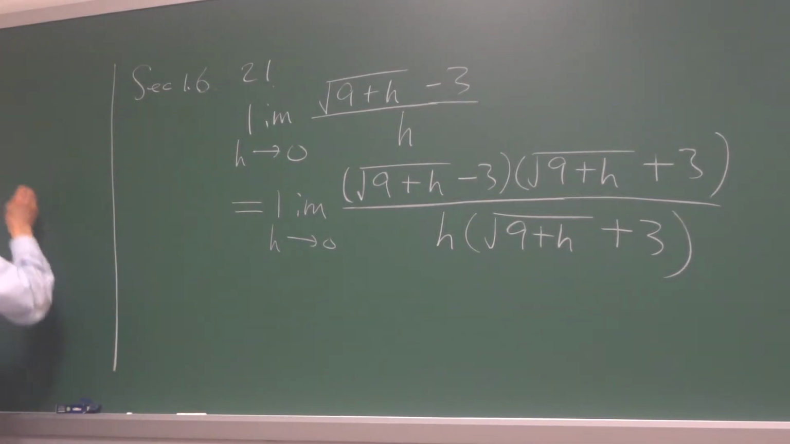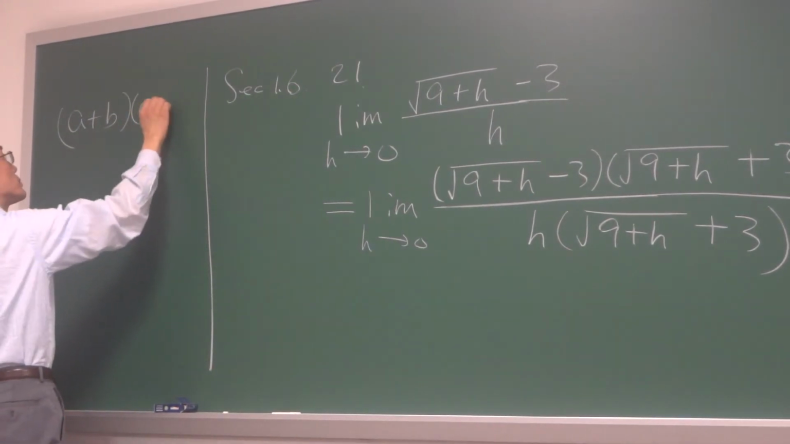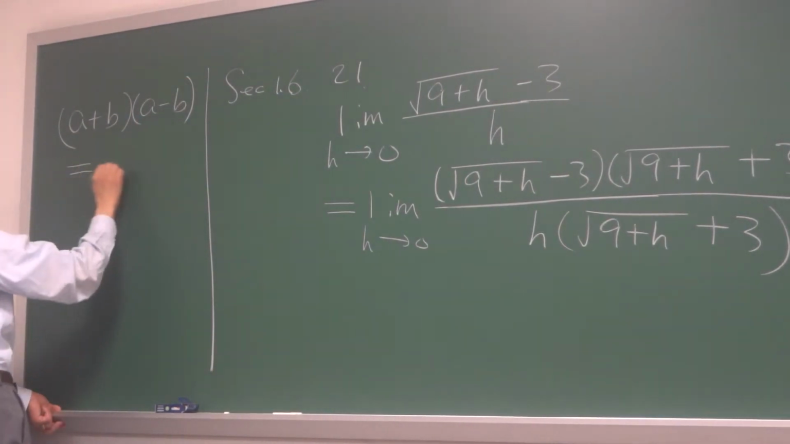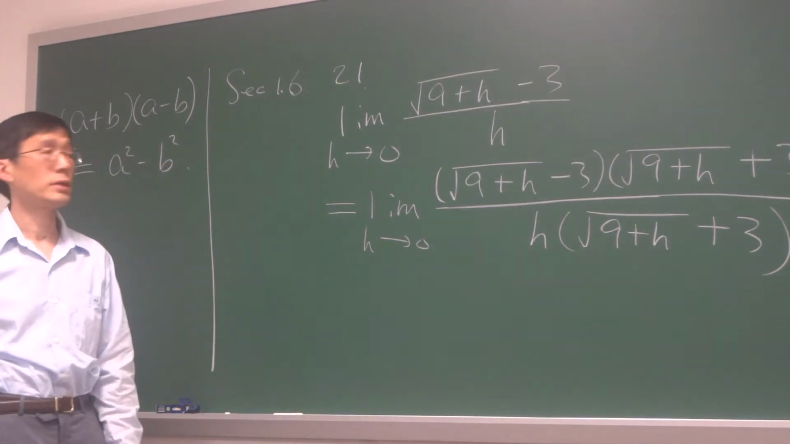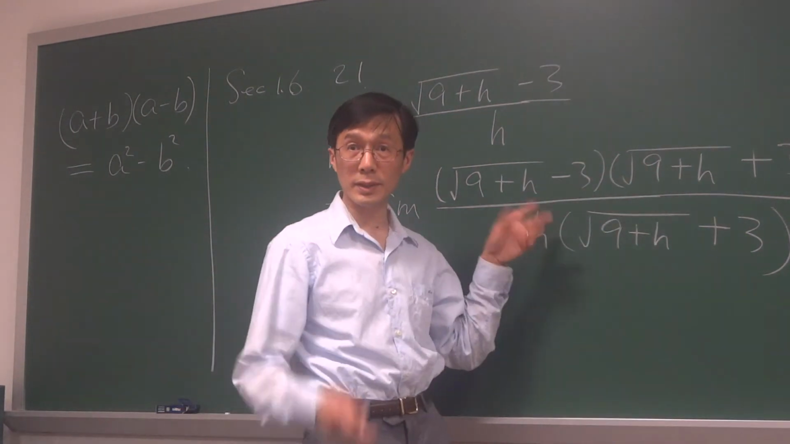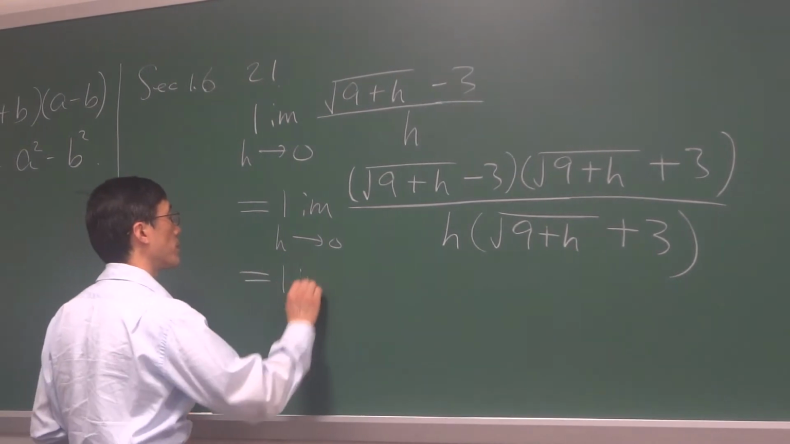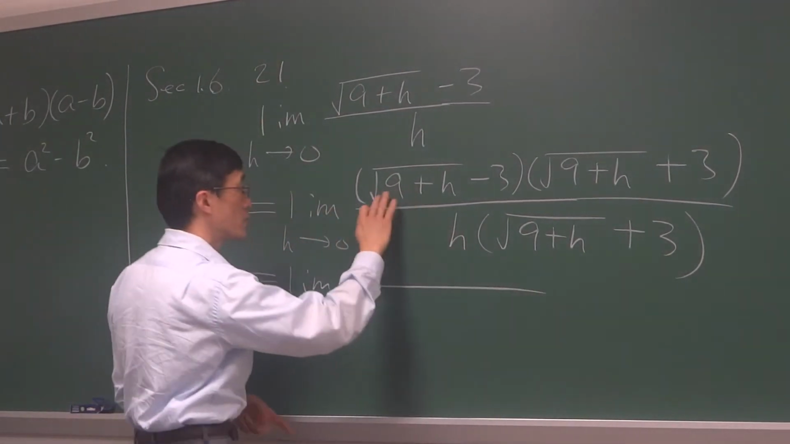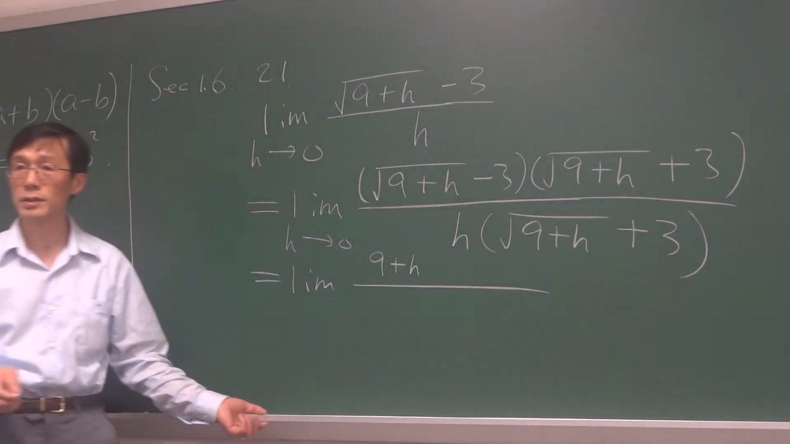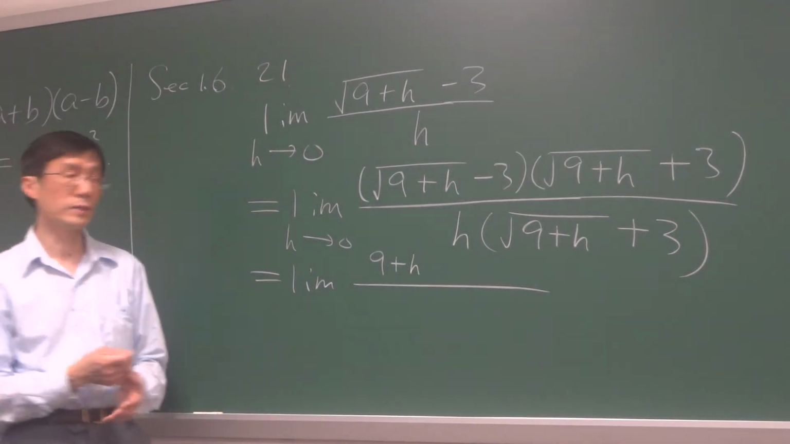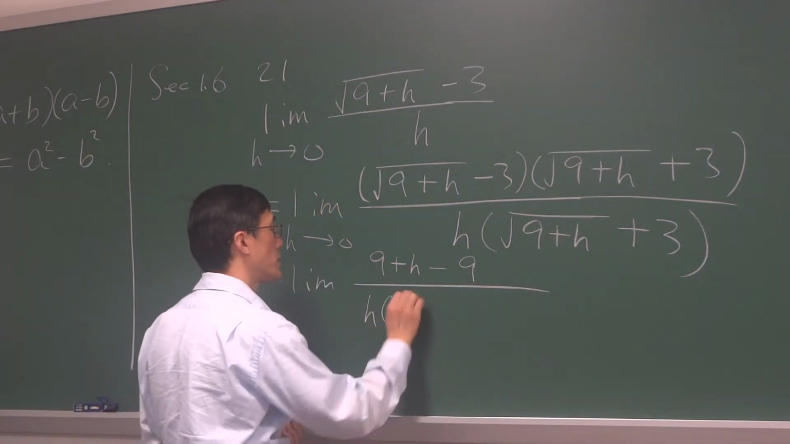Let me write the formula here. Extremely useful formula. A plus b times a minus b equals what? A squared minus b squared. This is extremely useful. All right, so we have a plus b and a minus b. That is a squared minus b squared. And that will give you a square. The square and the square root will cancel, so it's just 9 plus h. See that? The square and the square root cancel. Minus 3 squared, which is also 9. And then h times that.